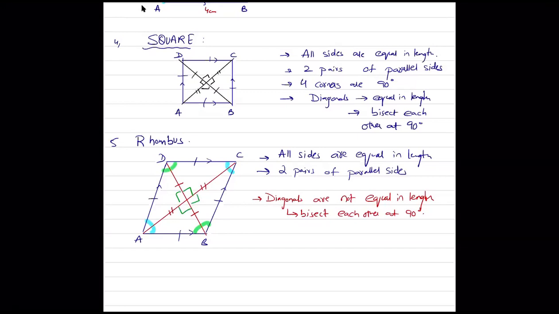Is this clear? Is the shape of the rhombus clear? Yes, sir. Okay.